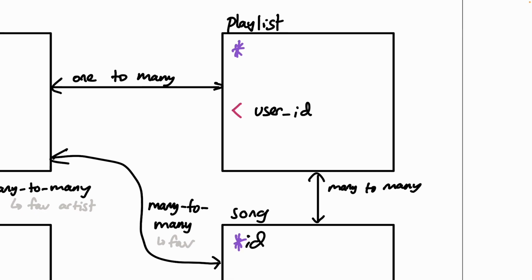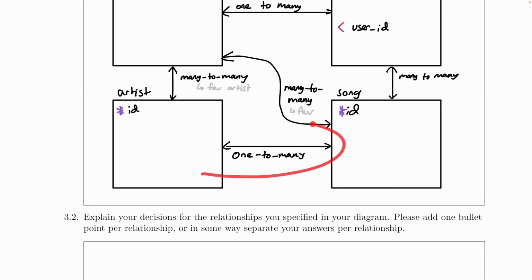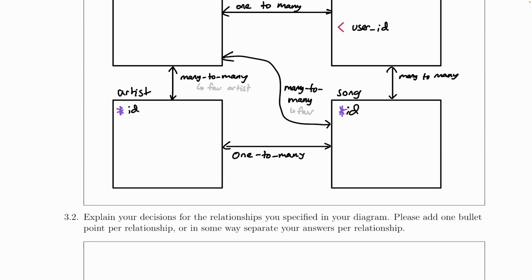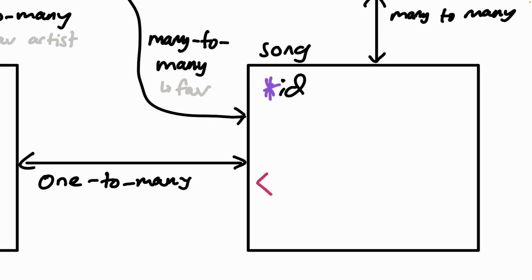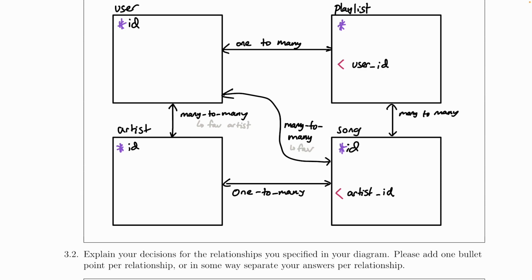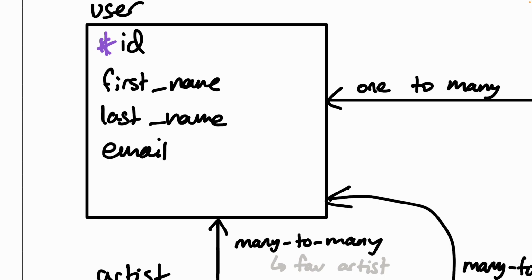And I can look at the other one-to-many relationship, which is right here. I have artist and song, and I said that one artist can sing many songs. So the song table is the many side of the relationship. And I can write here, for example, artist ID. Just like that. And now I can fill in the rest. So let's say user, I can use the same standard, right? First name, last name, and email, right?